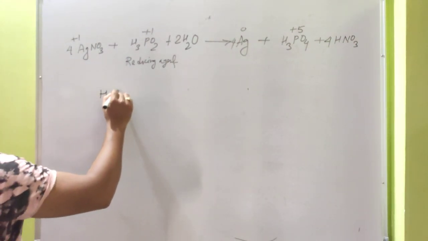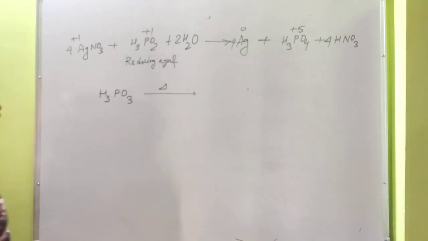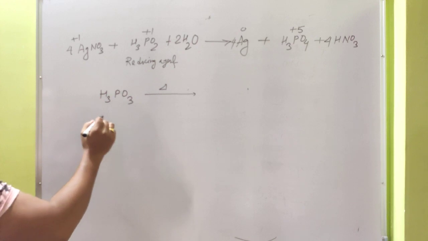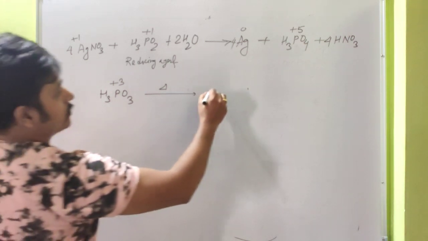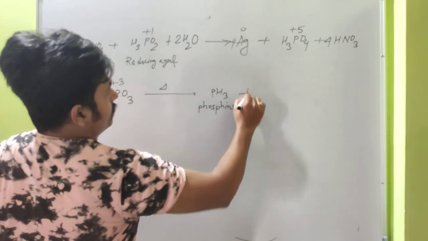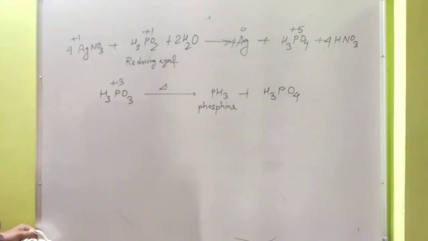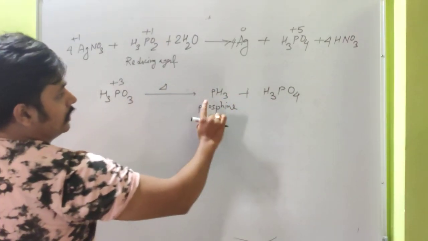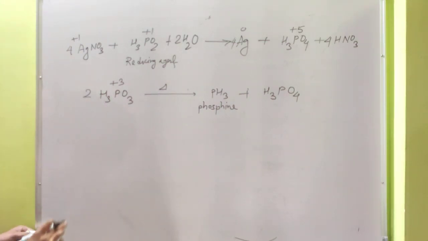Now H3PO3, not PO2, this compound undergoes disproportionation reaction. The oxidation state of phosphorus is +3. When it is heated, it forms PH3. It is phosphine, and another compound H3PO4. Now here the number of phosphorus is 2. So place 2. You will see there is no balance of oxygen because 4 oxygen, here 6 oxygen.